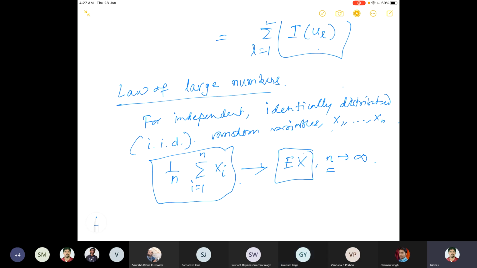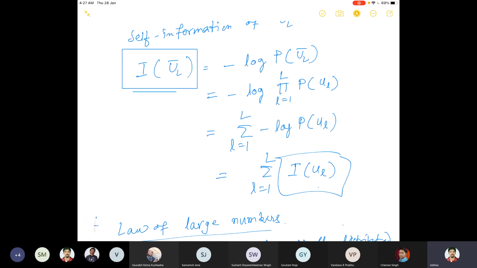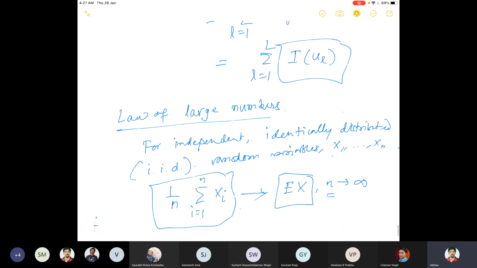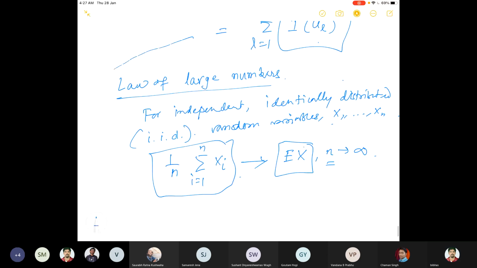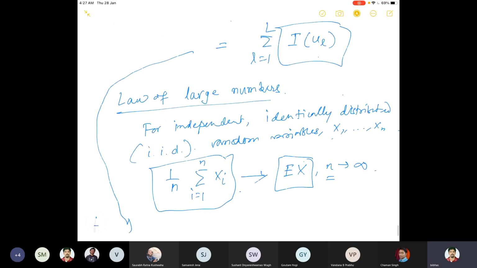As I just told you before, I'll just recall the statement, I'll not go into the explanation. If you don't remember it, just look at any standard book on probability and statistics, you'll get it. Now if we apply this law of large numbers, because it talks about IID random variables, here we have IID random variables, which are the self-informations, like I of Ui.